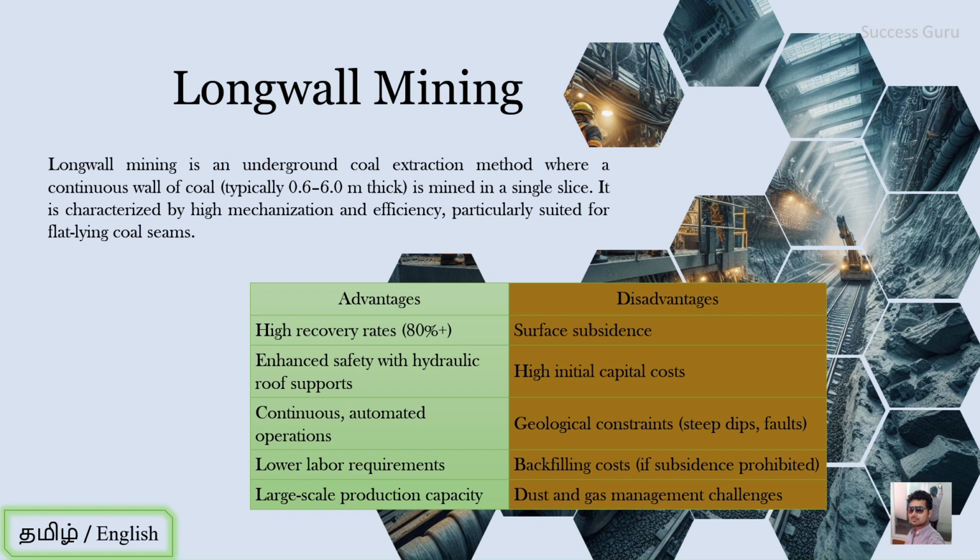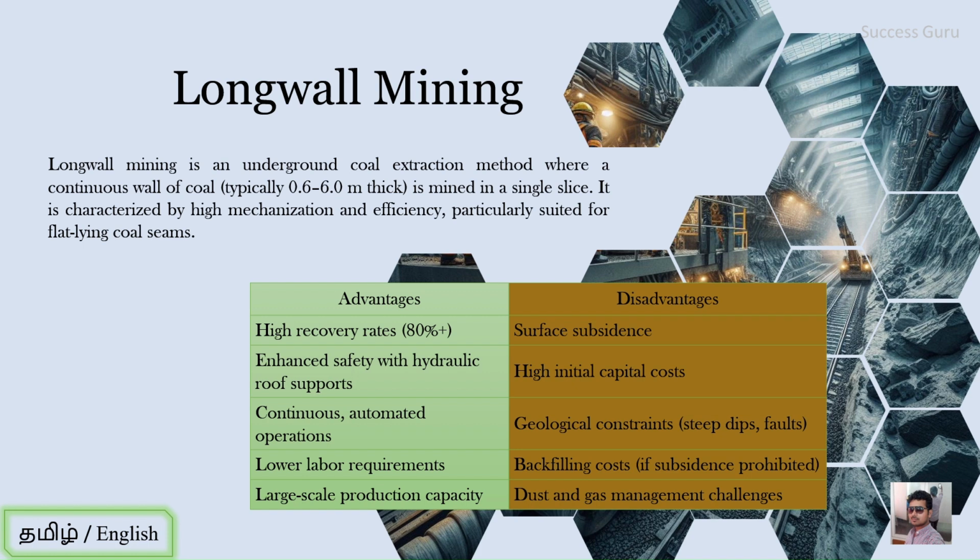So that is the fourth advantage. And the last one is that it can provide large scale production capacity. As it is completely mechanized, you can go for a larger amount of production. So these are the advantages of the longwall mining method. The first is high recovery rate. The second is enhanced safety with hydraulic roof support. The third is continuous and automated operation. As we are going automated, the labor required is low. And lastly, it is completely automated, so we can go for a larger production capacity. So these are the advantages.